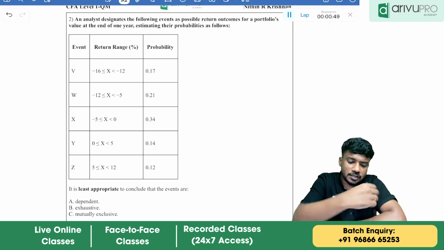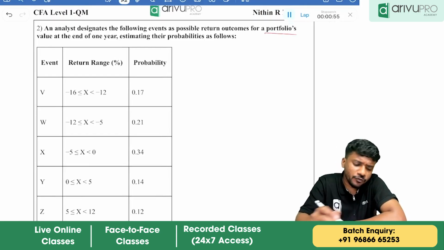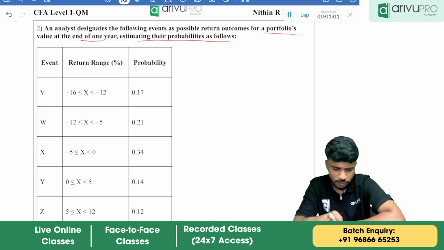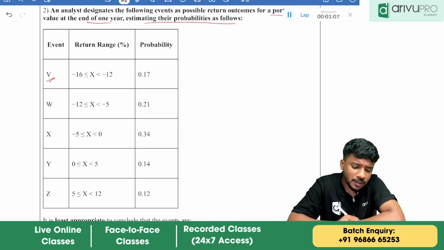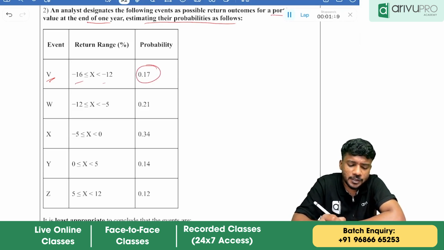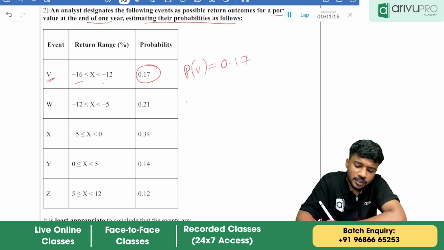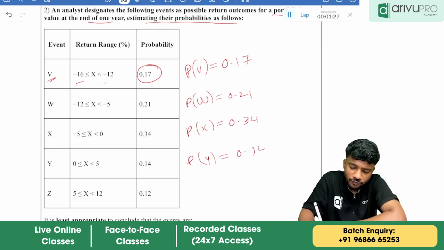An analyst designates the following events as possible return outcomes for a portfolio's value at the end of 1 year, estimating their probabilities as follows. Okay, first event is called V, where the X value is between minus 16 and minus 12. P of V is equal to 0.17. Then P of W is equal to 0.21. Then P of X is equal to 0.34. P of Y is equal to 0.14.